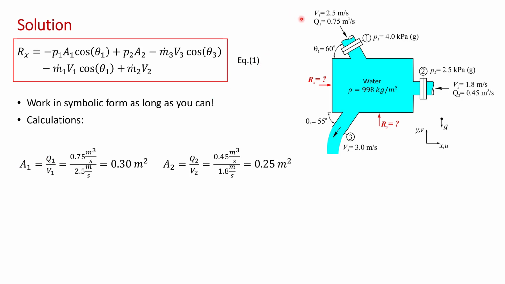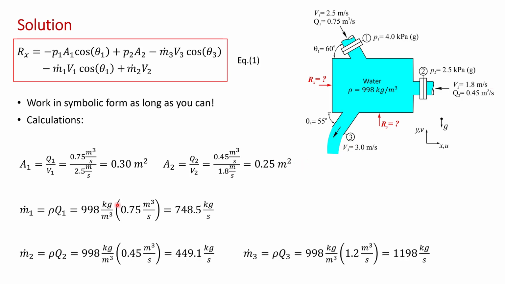And you'll notice over here what I've done is I've listed all the values given in the problem statement. So A1 is 0.75 cubic meters per second divided by 2.5 meters per second, which works out to 0.3 meters squared. Similarly, A2 is Q2 divided by V2, so 0.45 cubic meters per second divided by 1.8 meters per second, which works out to 0.25 meters squared.